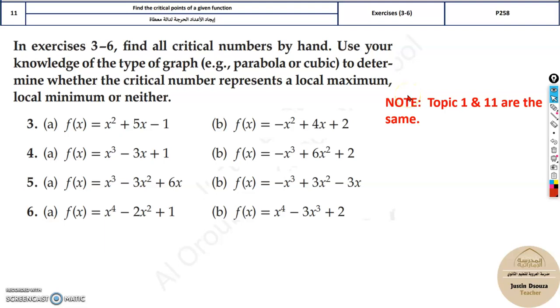The 11th topic is just like the first topic. It is exactly the same, in fact, the same questions. So we have been asked to find the critical points for a given function. Now, over here, critical points are very essential to understand the basics of the graph, where it changes.